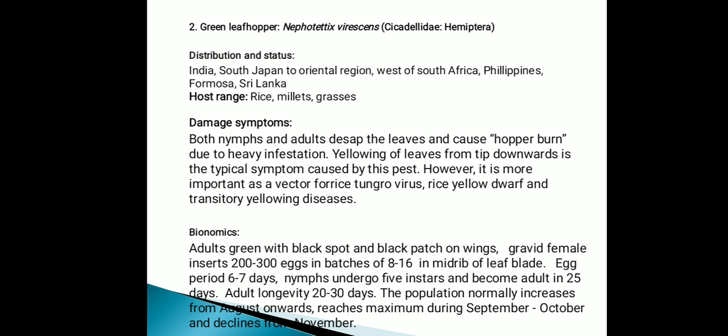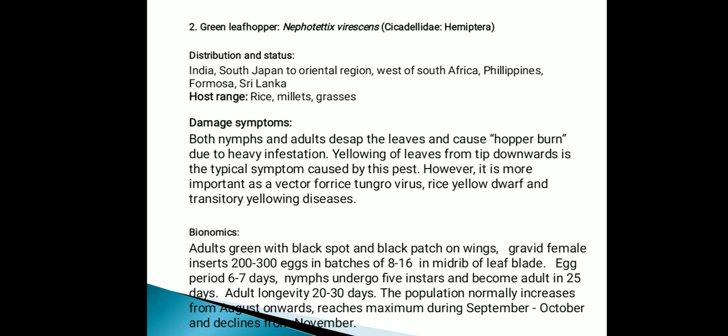Yellowing of leaf from tip downwards. These are the distinct symptoms caused by this pest. However, it is more important as a vector of tungro virus, rice yellow dwarf and transitory yellowing disease. And the life cycle: the life cycle consists of 4 stages, egg, larva, pupa, and adult.